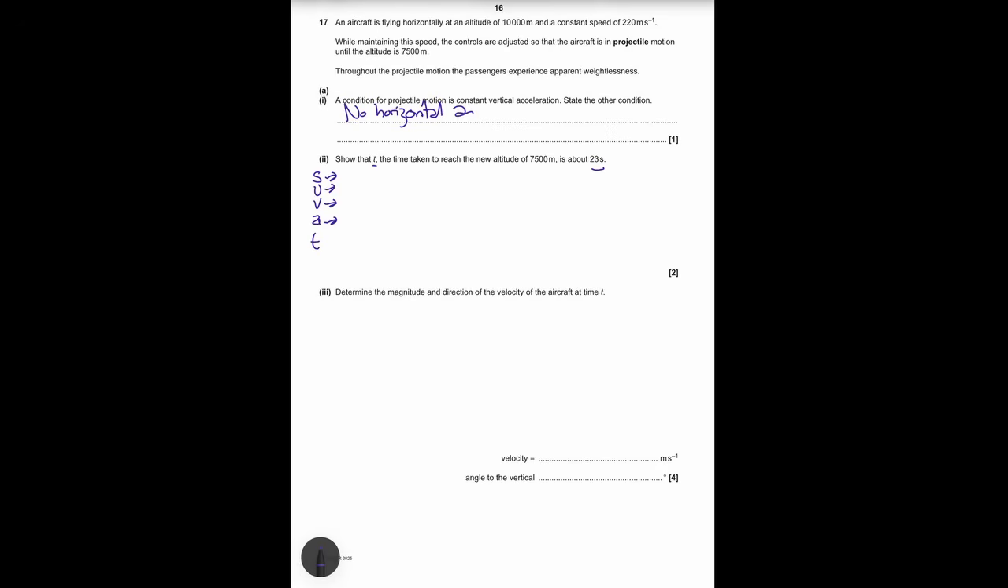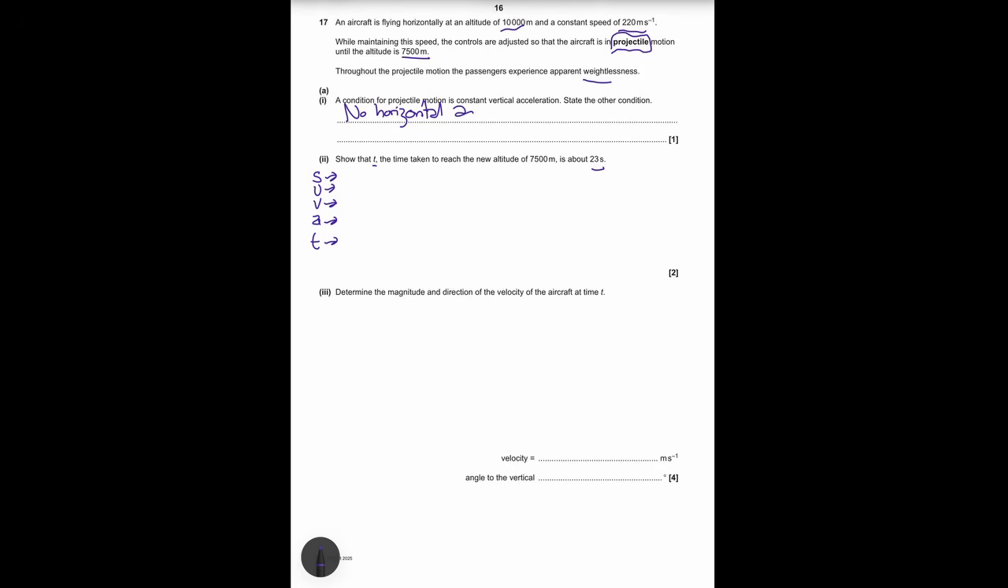I've got to just do all the sensible things that I'm doing and just make sure I'm not making any silly mistakes here. So what information do I have? It starts at 10,000 and it says a constant speed of 220. Its controls are adjusted so it's in projectile motion until the altitude is 7,500. And throughout it, the passengers experience apparent weight.